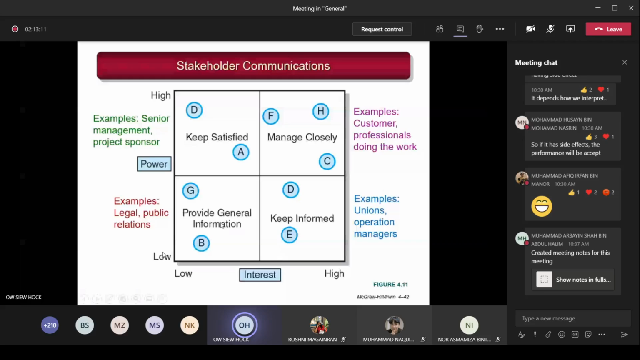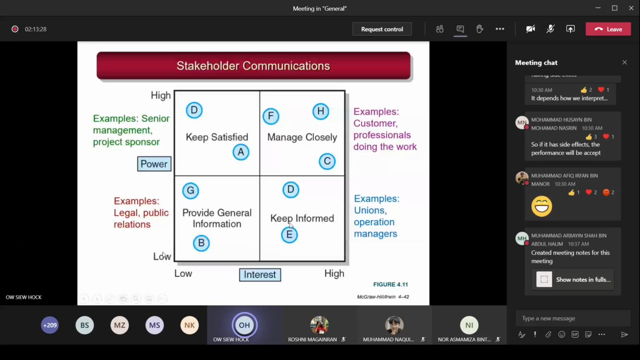They're satisfied with all your reporting. That means you have a regular reporting update to all these four different categories of stakeholders. Some only want general information; I just roughly know what is going on, enough. Some you need to keep informed. Some you have to manage closely.